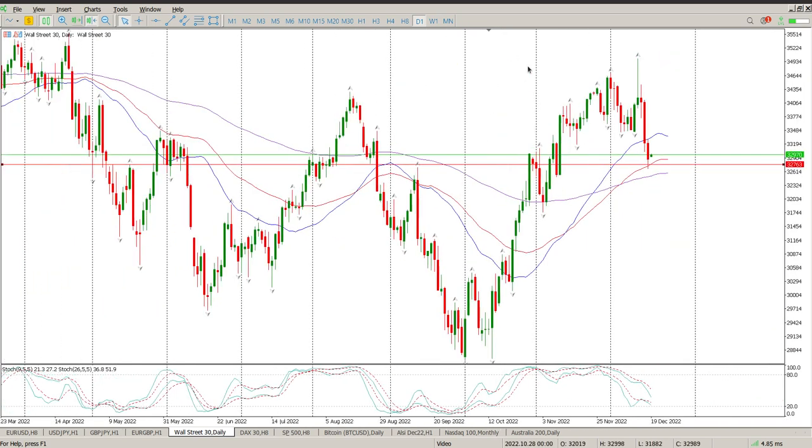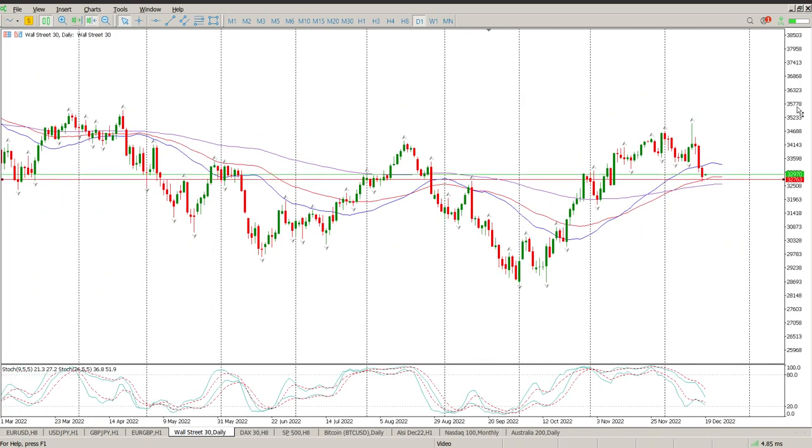the daily time frames here, that was the move down. This has been the move up. So you can see each of these fractals represents a swing high, and the one to the down is a swing low. So you can see how it's been building, building, building.